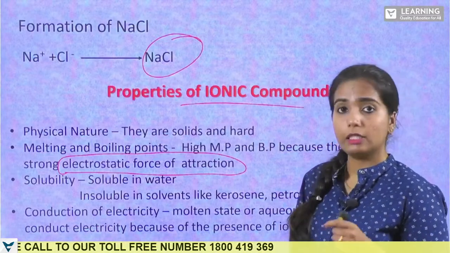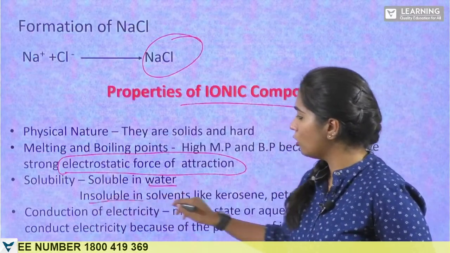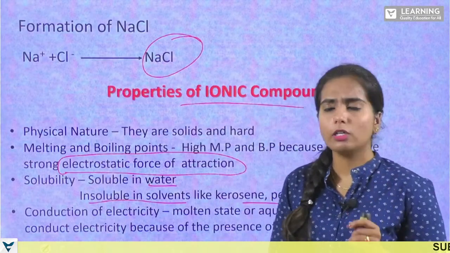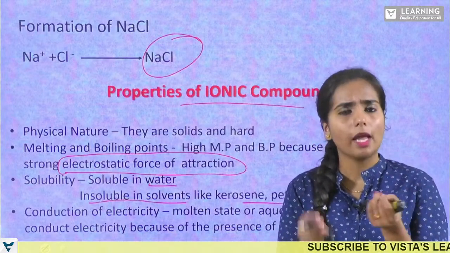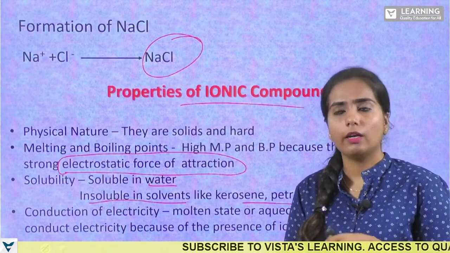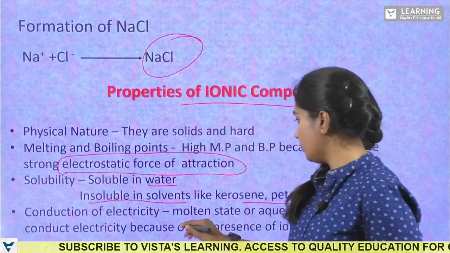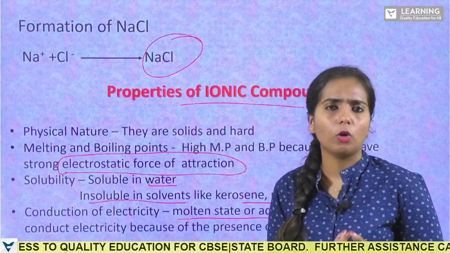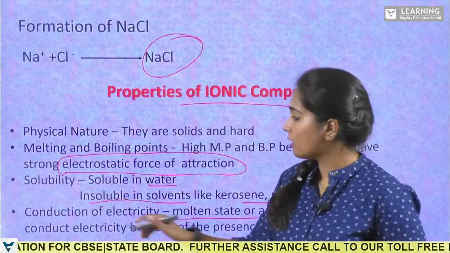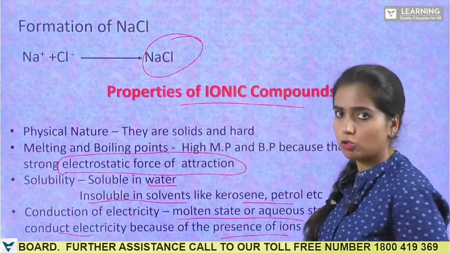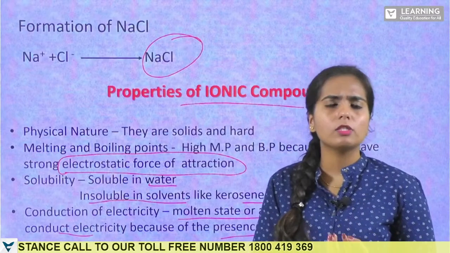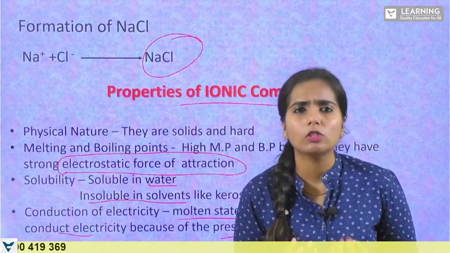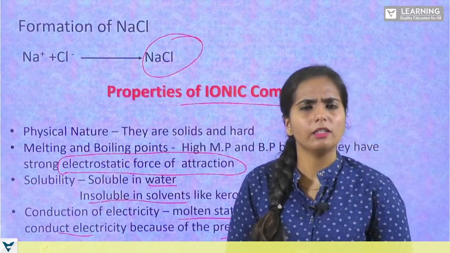Then solubility. It is soluble in water but insoluble in solvents like kerosene, petrol etc. Then conduction of electricity. The molten state or aqueous state can conduct electricity. When it comes to ionic compounds, the molten and aqueous state can conduct electricity because of the presence of ions. Due to the presence of ions, the ionic compounds, when present in an aqueous or molten state, can conduct electricity.